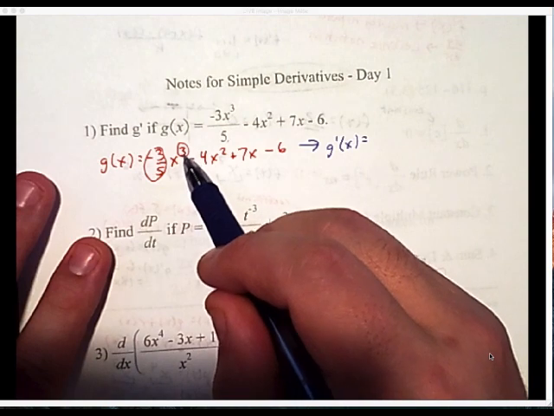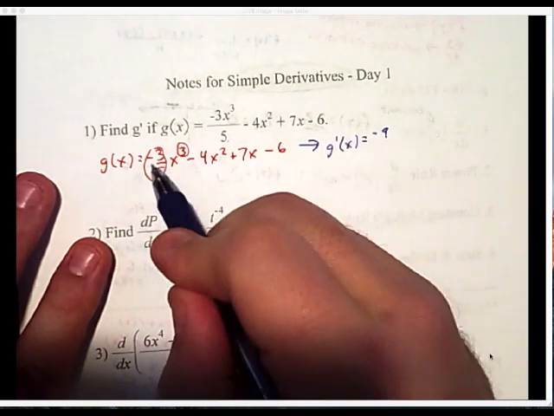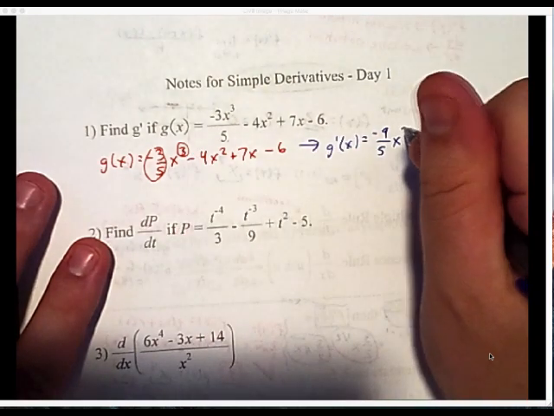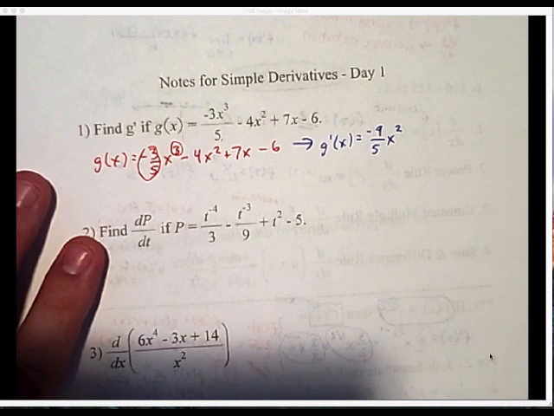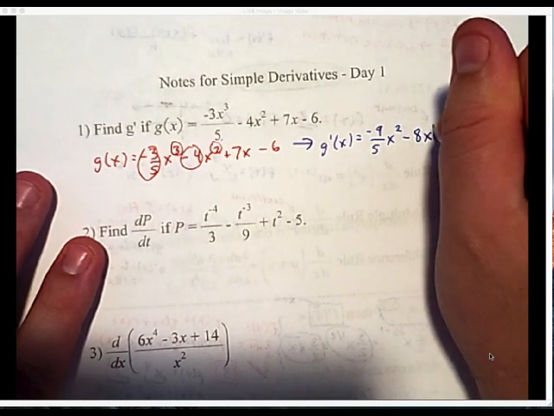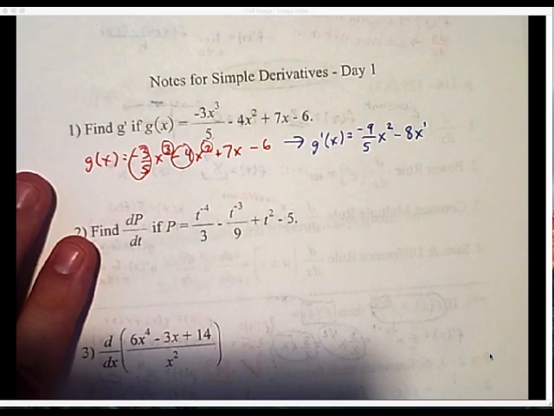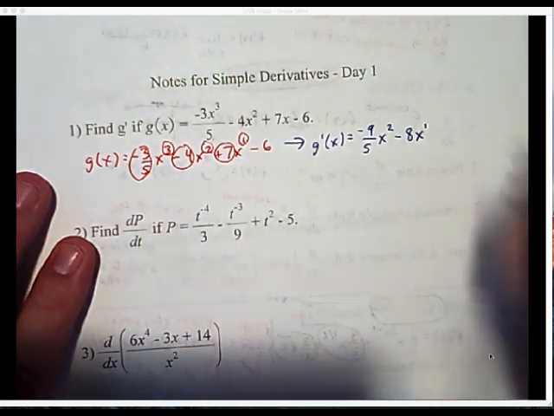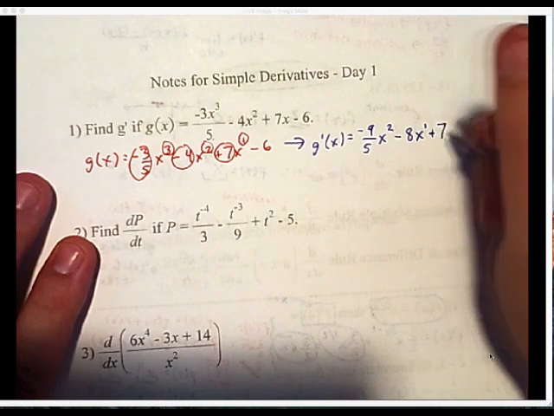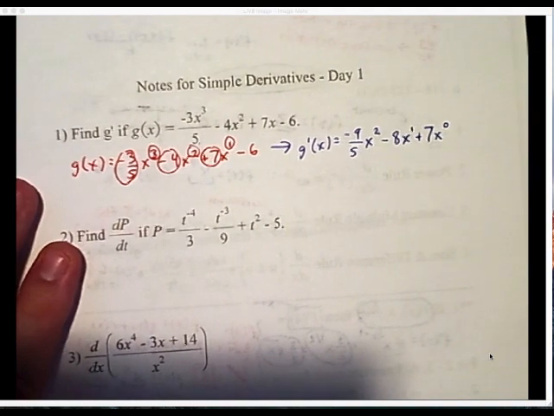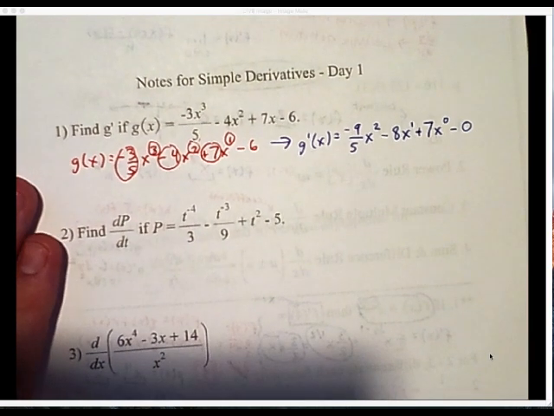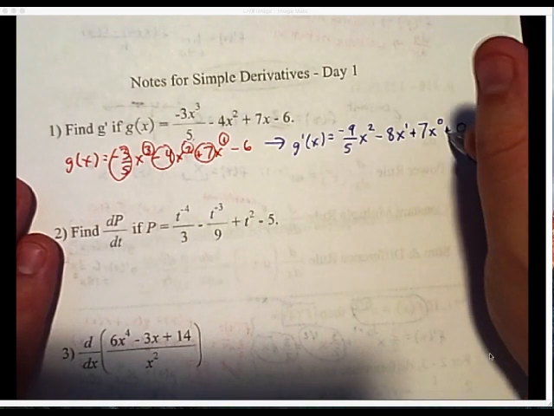-3/5 times 3, remember this is like 3 over 1. That's going to turn into -9. -3 times 3 is -9, and 5 times an understood 1 is 5. And then I'm going to make the power of 3 go down by 1. For the next term, I have a -4 times 2. That's -8. I'm going to make the power go down by 1, so 2 is going to turn into 1. In the next term, I'm going to take the +7 times 1, so that's plus 7, and make the power go down by 1. And the derivative of a constant is 0. The derivative of -6 is just 0, so I don't even have to worry about that.